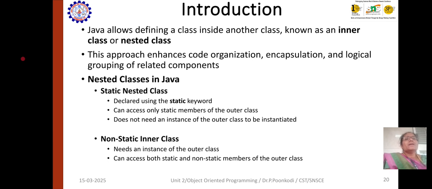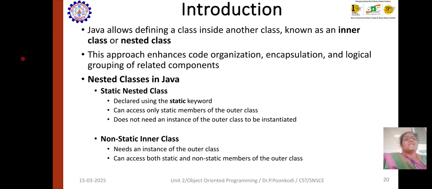Okay, nested classes are done through two methods. Either we use a static nested class or a non-static inner class. If I am going with the static nested class, then the class will be declared with the static keyword. It can access only the static members of the outer class and it does not need an instance of the outer class to be initiated. The non-static inner class needs the instance of the outer class.